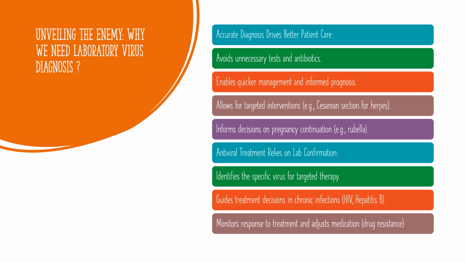For example, early detection of herpes virus during pregnancy allows for a C-section to protect the newborn. Informed decisions on pregnancy continuation. For example, knowing the presence of a virus like rubella empowers informed decisions about pregnancy continuation. Accurate diagnosis is the foundation for effective antiviral treatment as well.